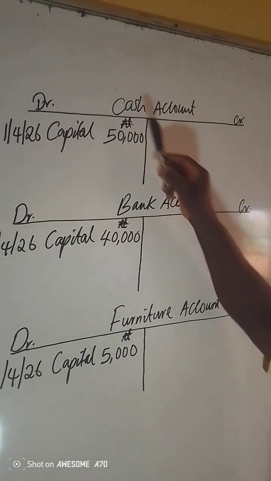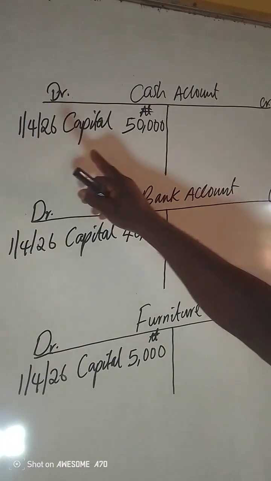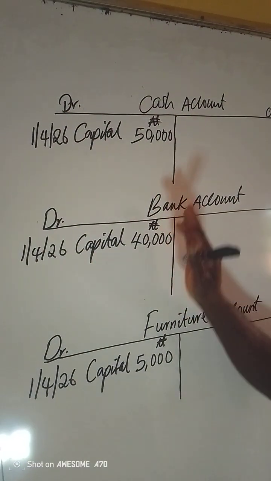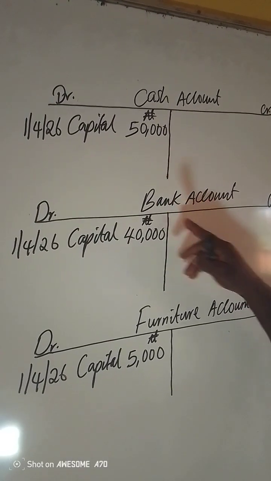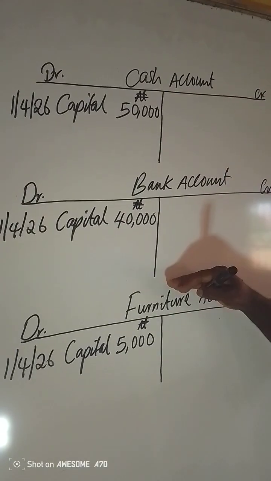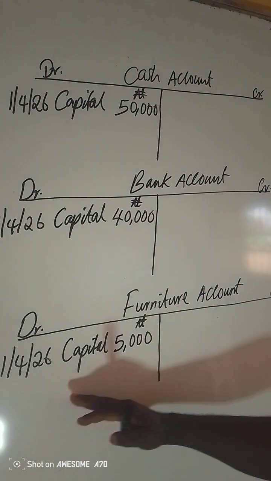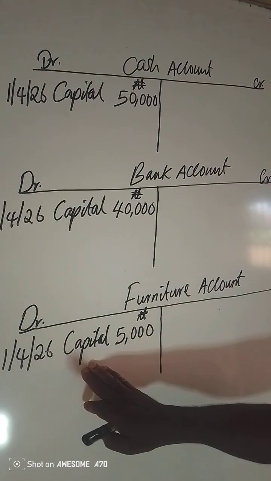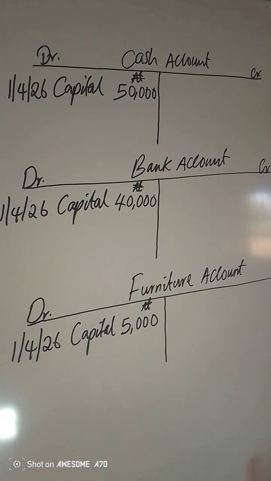As you can see, the business is receiving cash by way of capital, because the business is starting. And then in this account too, the business is receiving money in the bank, the bank balance, which is capital. And thirdly, the business is receiving furniture, which is a physical asset valued at 5,000, which is also the capital. Then in this case, you can now understand with me that this becomes double entry.